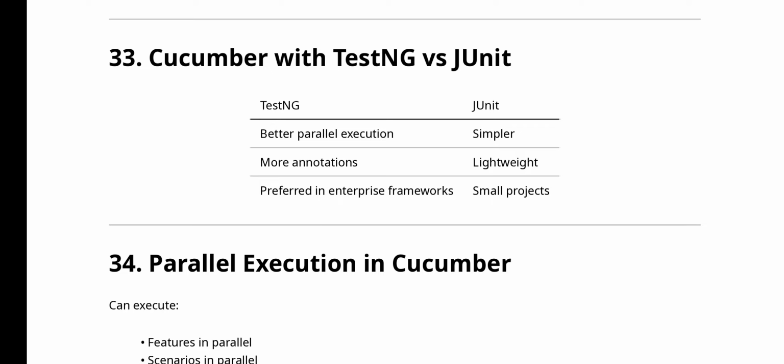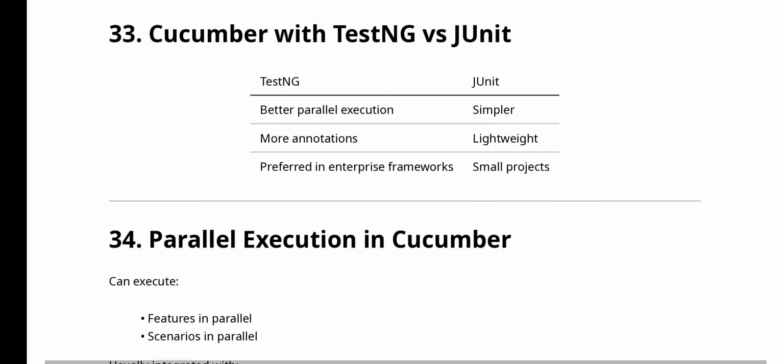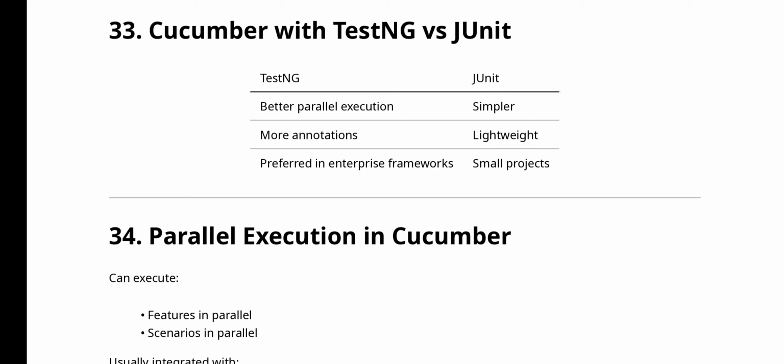And then Cucumber with TestNG versus JUnit. Okay, so the difference between TestNG and JUnit. TestNG is better for parallel execution, whereas JUnit is simpler. And TestNG contains more annotations, whereas JUnit is lightweight and has fewer annotations compared to TestNG. And TestNG is preferred in all the enterprise frameworks, whereas JUnit is preferred only in small projects.